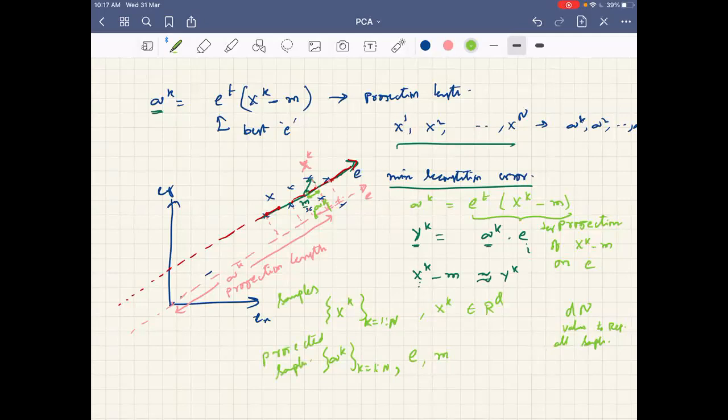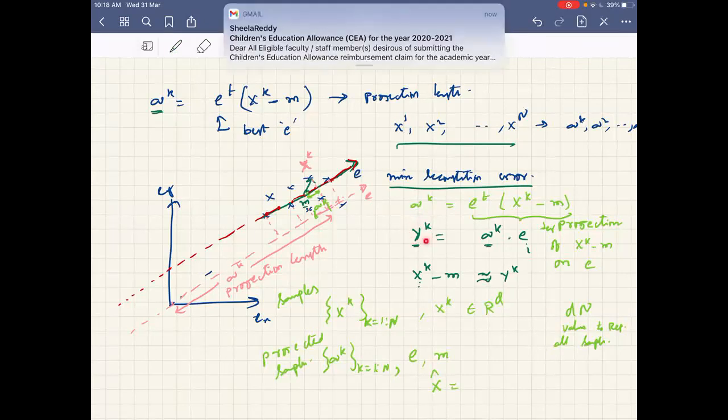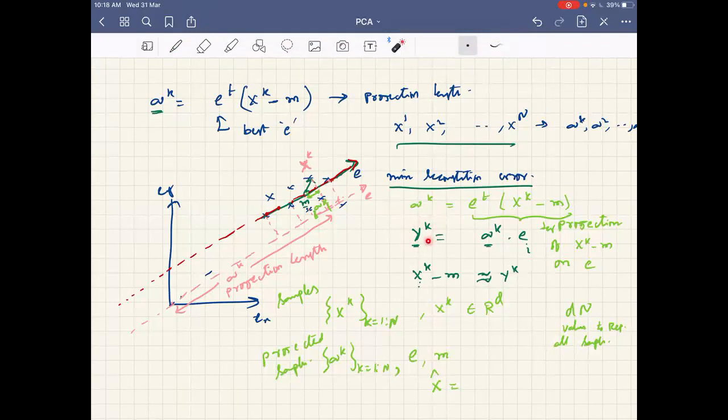Now, if I want to get back the reconstructed sample xk hat from the projections, what do I do? I take this projection yk hat and yk, and as you can see here, from the projection length and the direction of projection, I can get the sample in the dimension of the original sample. Hence this xk minus M is approximated by yk, as discussed in the last class.